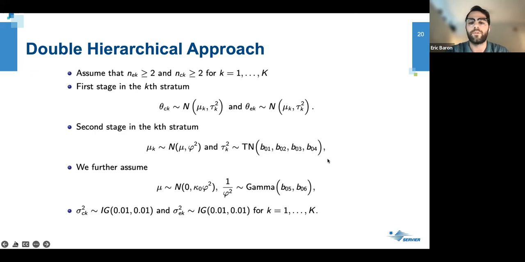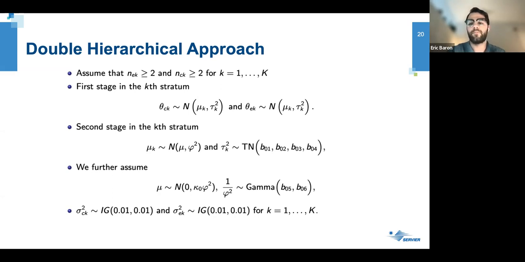A good question would be, why not use something more traditional like an inverse gamma distribution or a gamma distribution? Here, the truncated normal is really used just for computational efficiency and for convergence. Then the overall mean follows a non-informative prior as follows. Kappa naught is just a scalar, and then we set a gamma prior for, in this case, 1/phi squared. Then sensitivity analysis is done on these constants as well, but we set both sigma CK squared and sigma EK squared, so the stratum-specific population variance for each group, as non-informative inverse gamma priors as follows, for K equals 1 to K.